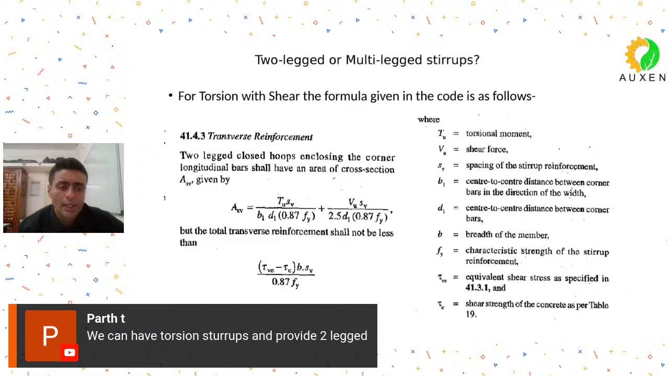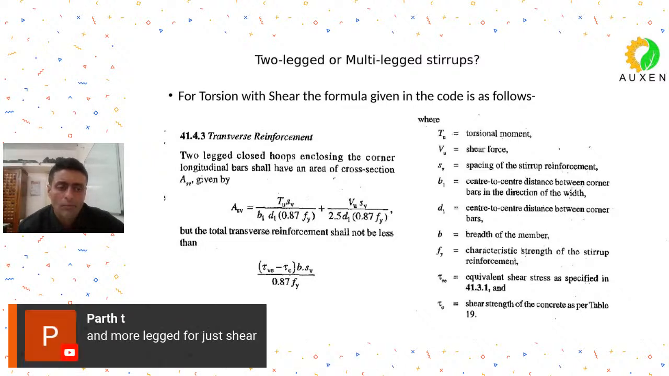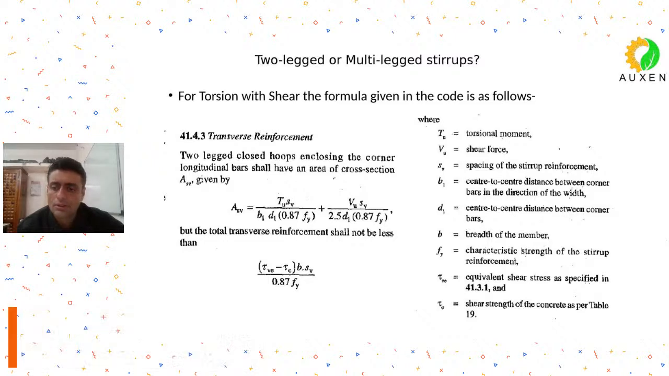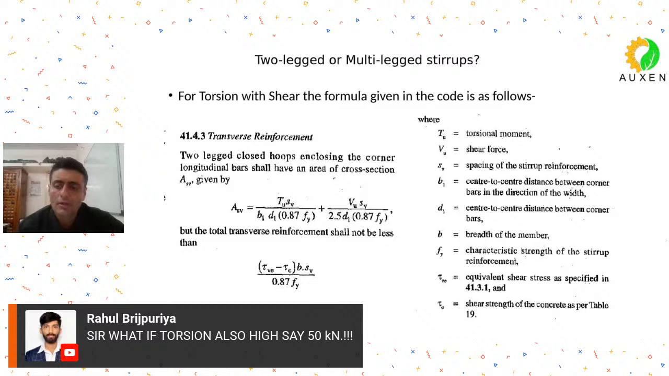Parth is saying we can have torsion stirrups and provide two-legged and more legged for just shear. Correct. So that is the similar conclusion that we reached. Rahul is saying, what if torsion is also high, say 50 kilonewton meter?